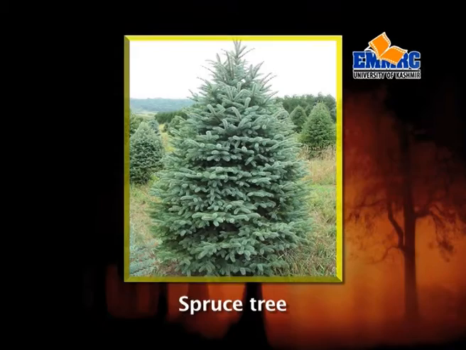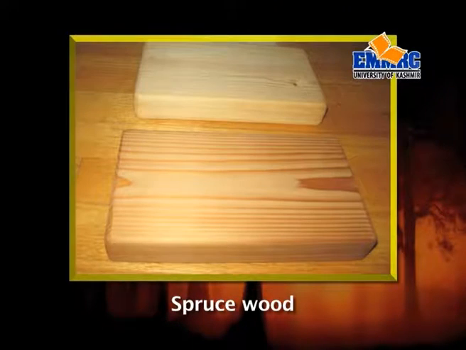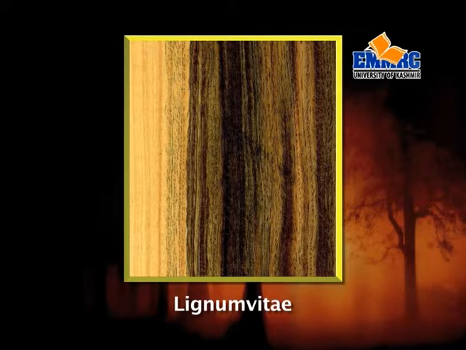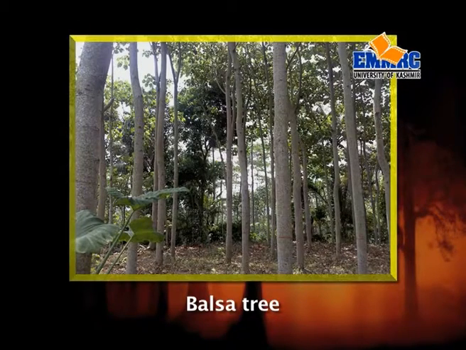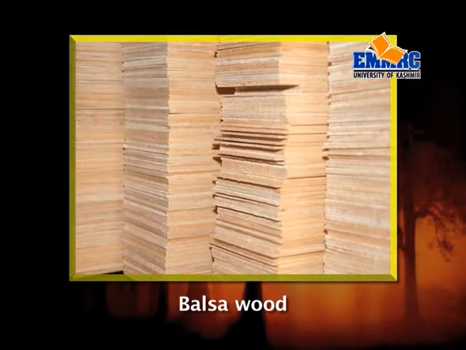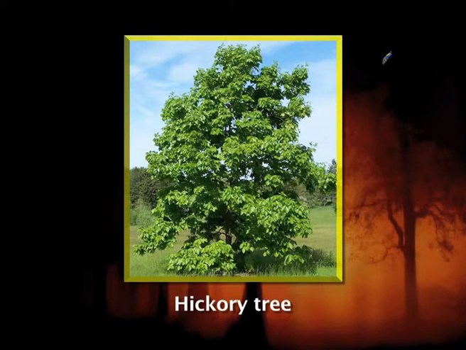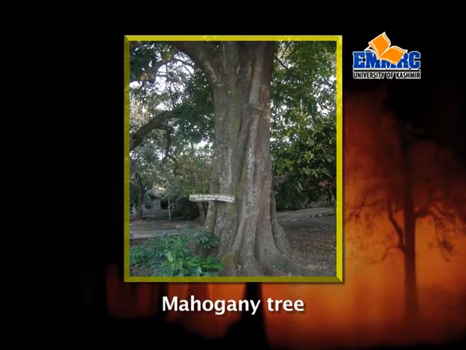Some species, like spruce, combine light weight with relatively high values for stiffness and bending strength. Very heavy woods, like lignum vitae, are extremely hard and are resistant to abrasion. A very light wood, the balsa, has high thermal insulation value. Hickory has extremely high shock resistance. Mahogany has excellent dimensional stability.